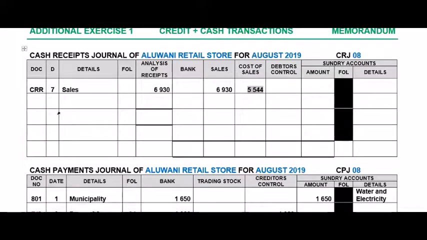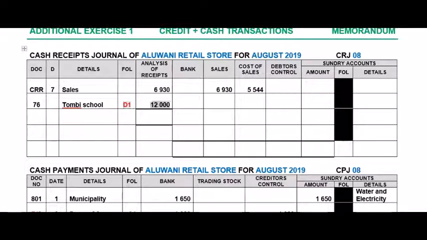In the CRJ, it will look like this. The receipt number was number 76. You don't write a 7 again because we're still on the same day. Tombi School is the debtor's name, and because it's a debtor paying us back, you have to write the debtor's number in the folio column. Can you remember? I made Tombi School debtor number 1.